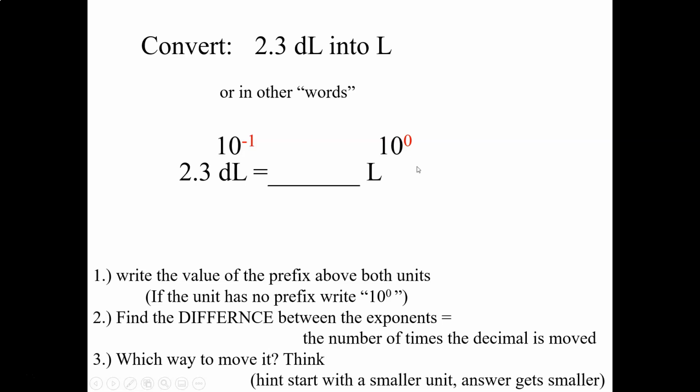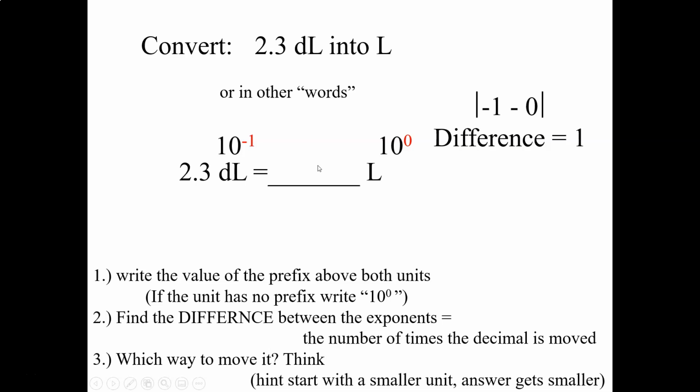And you're going to look at the difference between the prefix numbers, minus 1 and 0, and you're going to subtract them, or you're just going to see how many steps you would take across a number line to get from one to the other. Well, if I subtract these, I'm going to get 1, and that's just going to be one hop across the number line to get from minus 1 to 0. So now that tells you how many times you're going to move the decimal place.